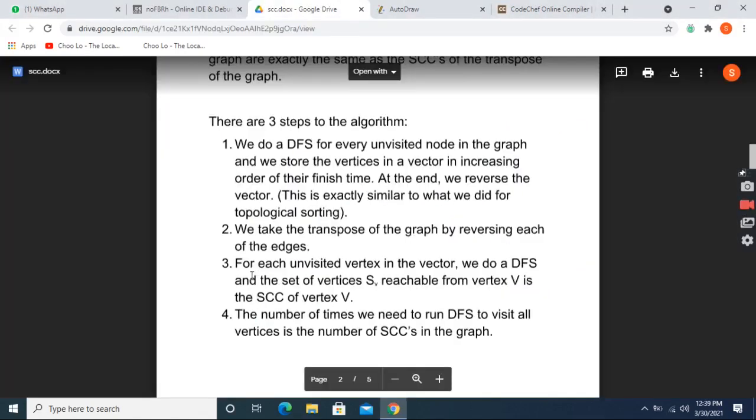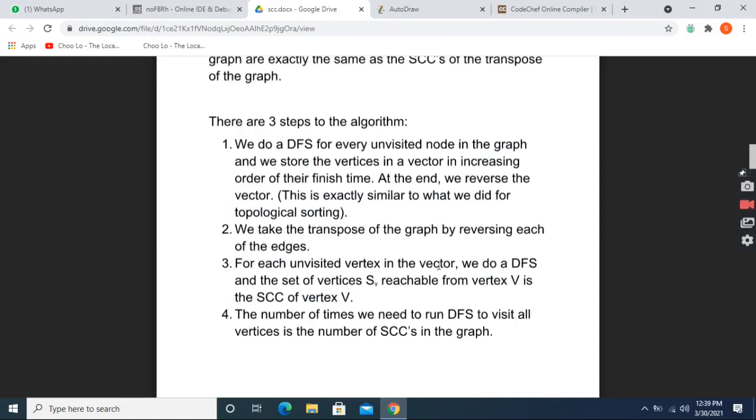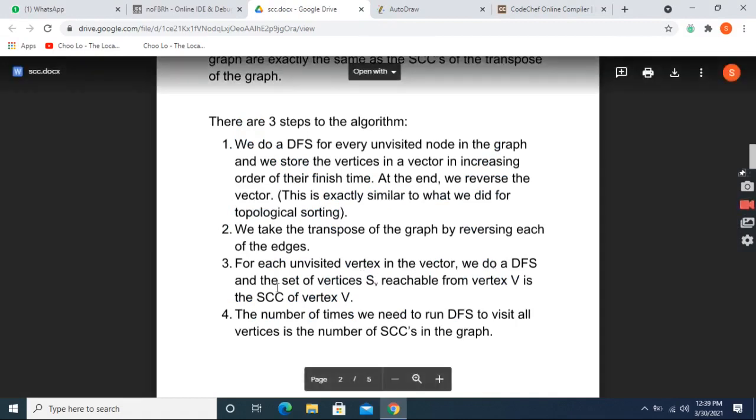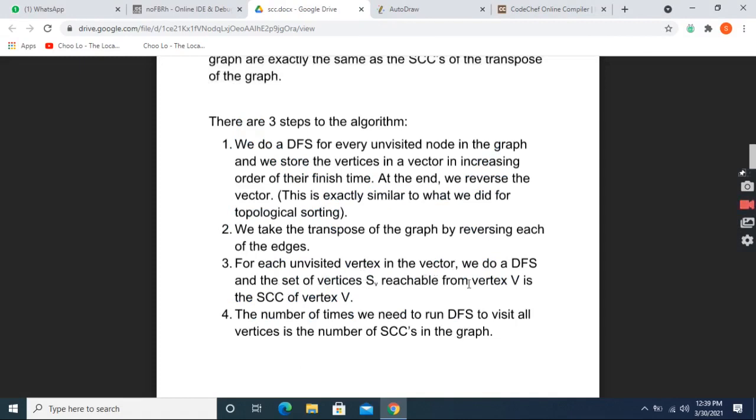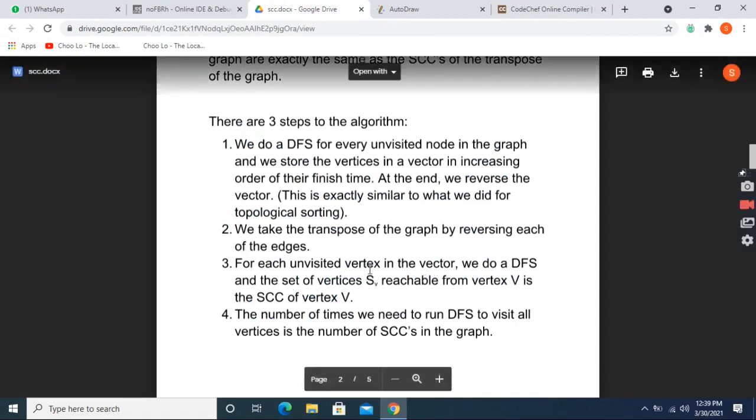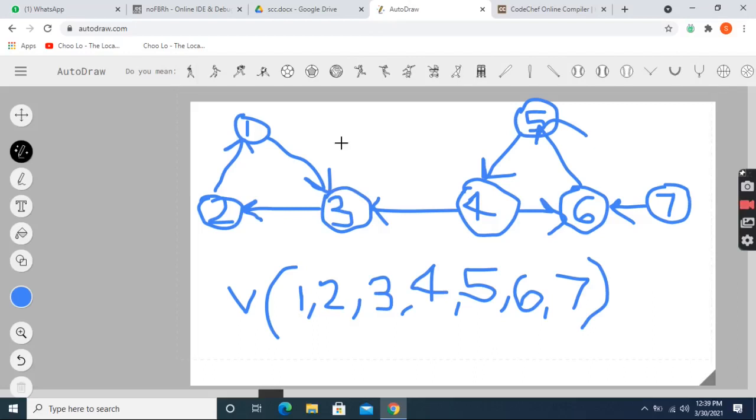So for the next step, we do that for each unvisited vertex in the vector. We do a DFS starting from that vertex, and the set of vertices SV reachable from that vertex V is the strongly connected component of vertex V. So let me explain this. I take the vertices in the order that they are present in my vector, and I start a DFS if that vertex is unvisited. Now all the vertices that I reach in that DFS run are said to be the strongly connected component of that vertex. And at the end of each DFS run, I say that I have come to the end of one strongly connected component. So first I start with vertex number 1.